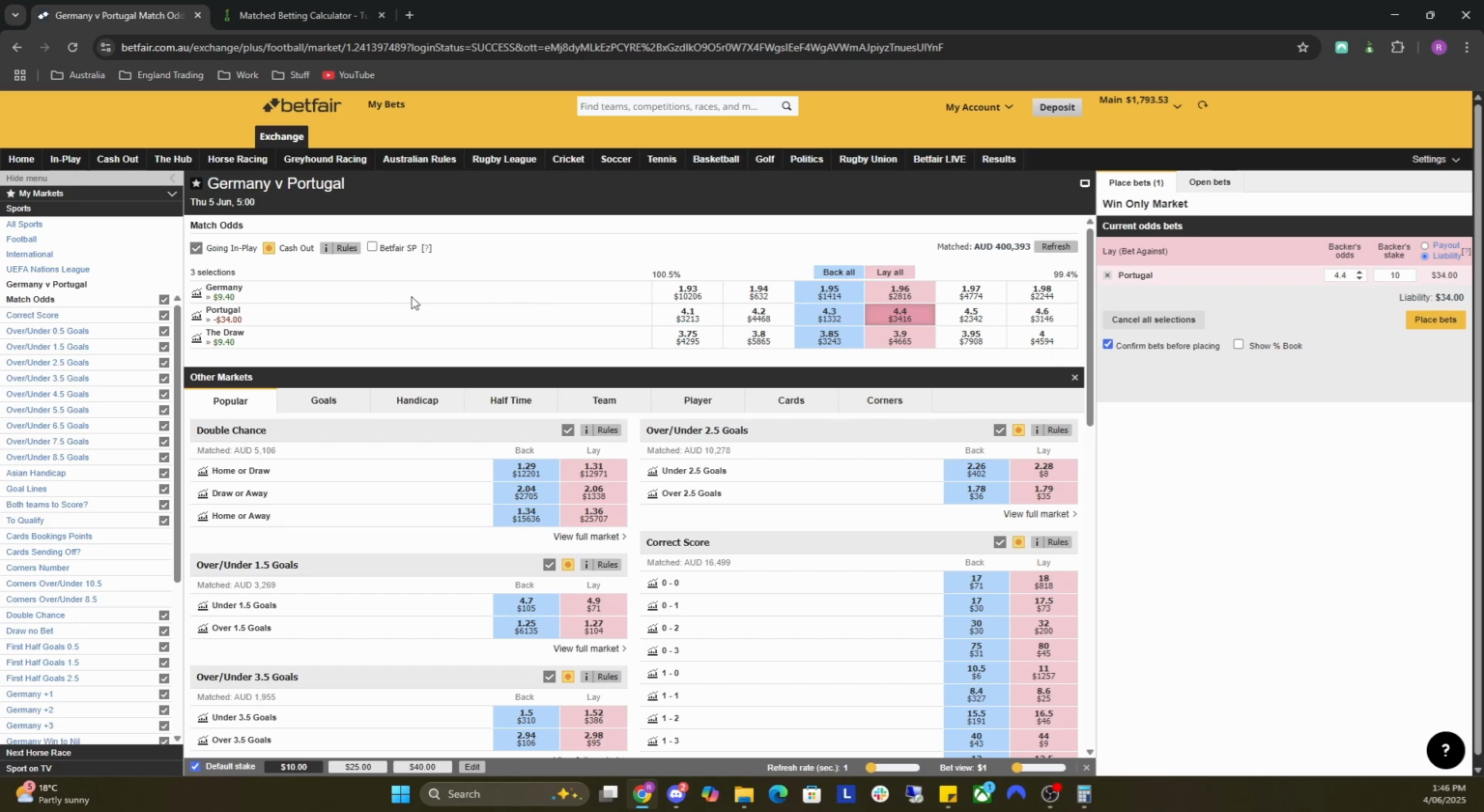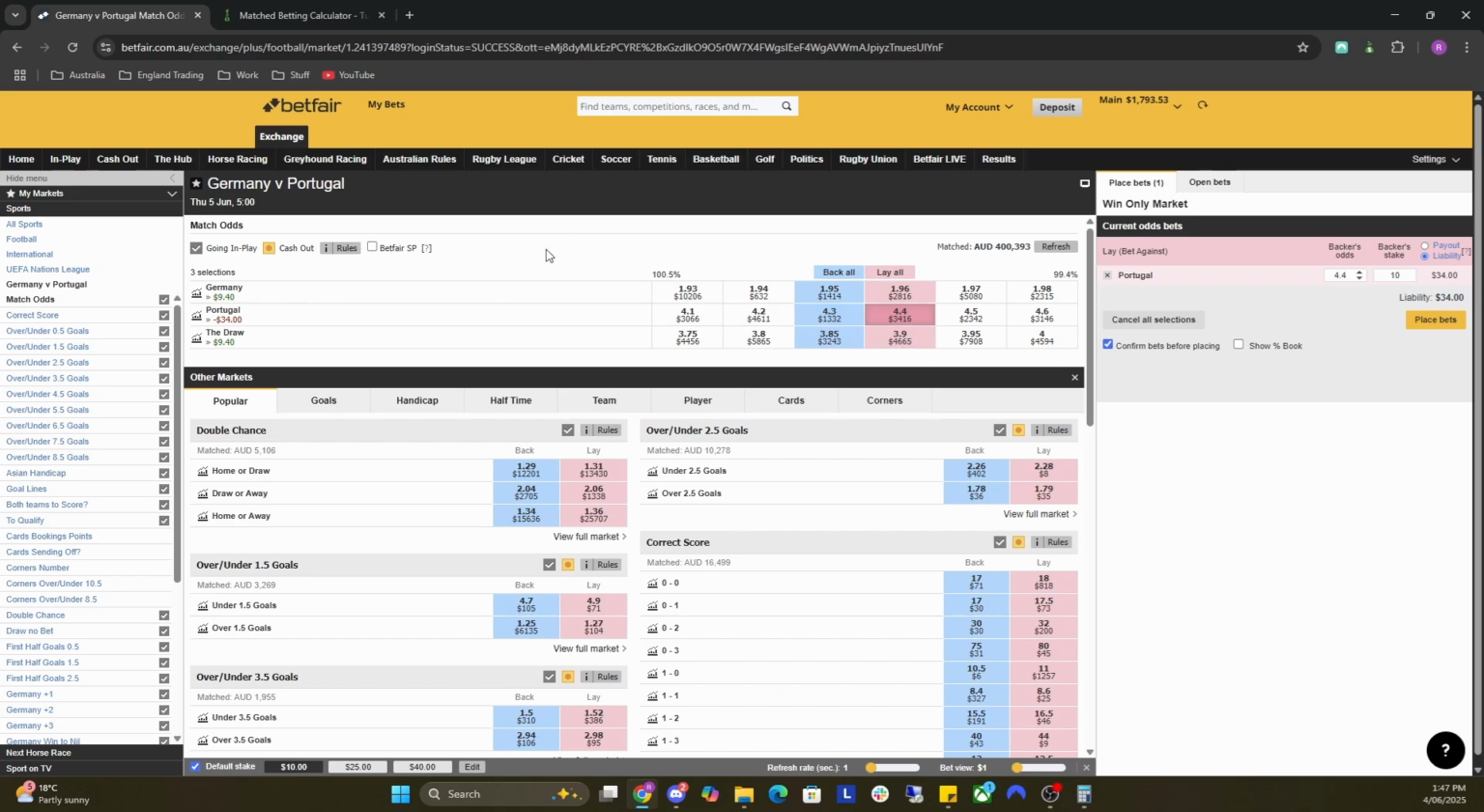The other thing to bear in mind as well, in order to be able to place this bet, you would need at least $34 in your Betfair account. So if you only had $30 in there, then you would be unable to place this bet. So that's just something to bear in mind as well. And to be honest, that is pretty much it. It is that simple. Once you've placed your first few lay bets, it'll make a lot more sense to you as well. But there's really not that much to it.